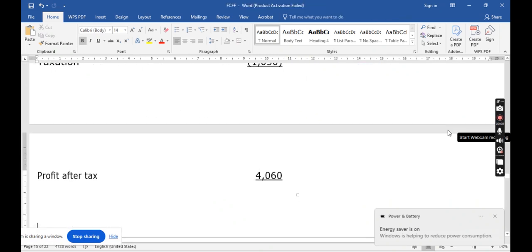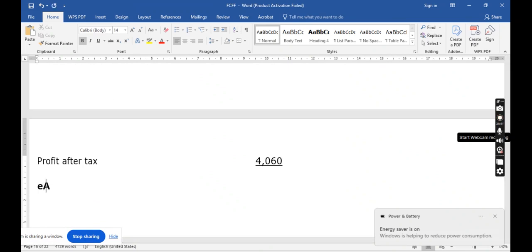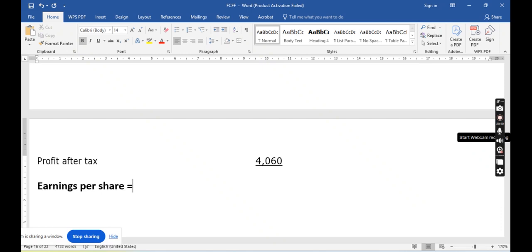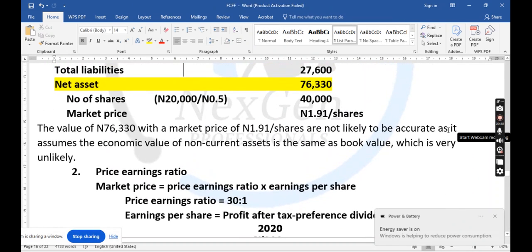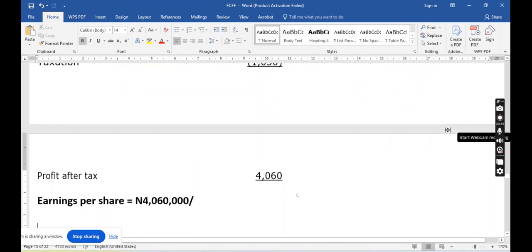So therefore, earnings per share is equal to the profit after tax, which is 406. Don't forget it's a million, right? Let's include it. Divided by what is the number of shares that we calculated before? 40,000 shares, yes.